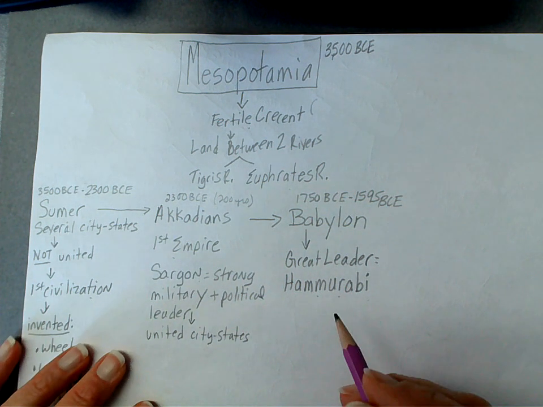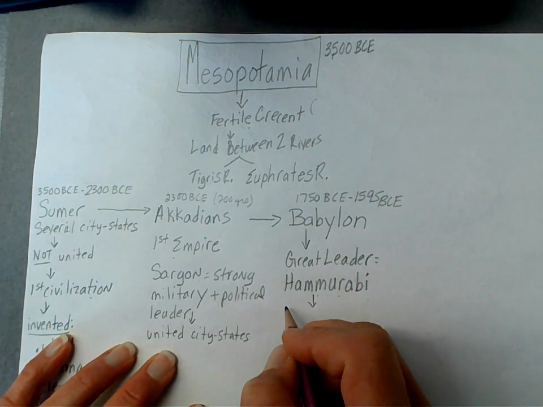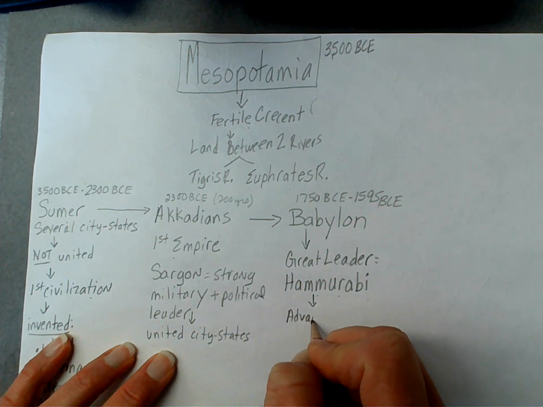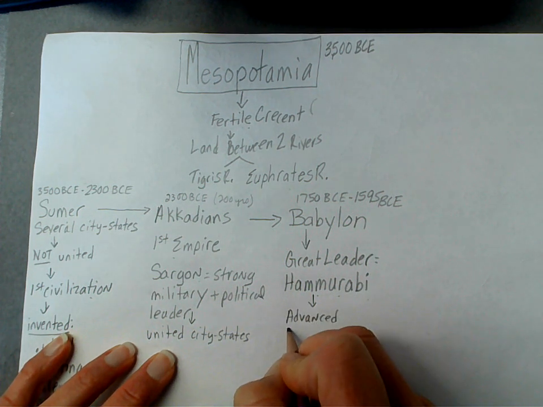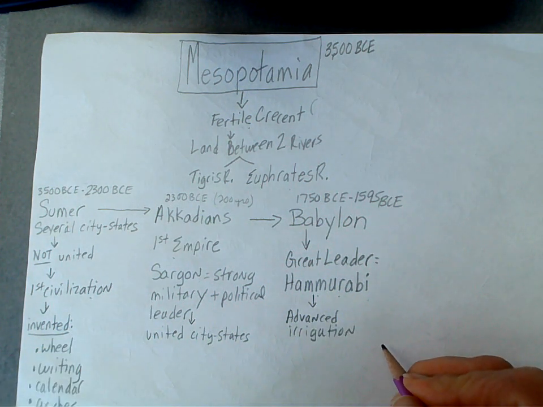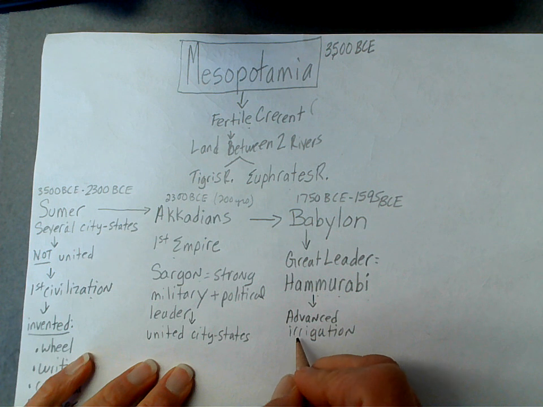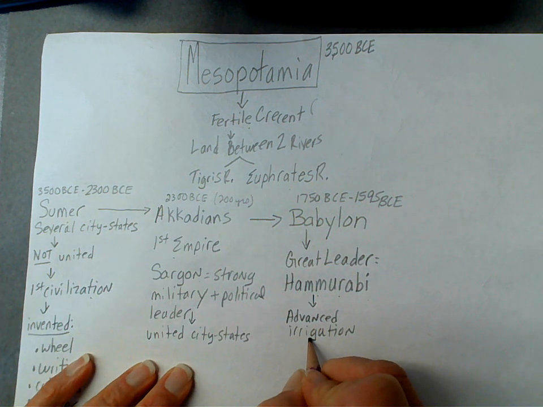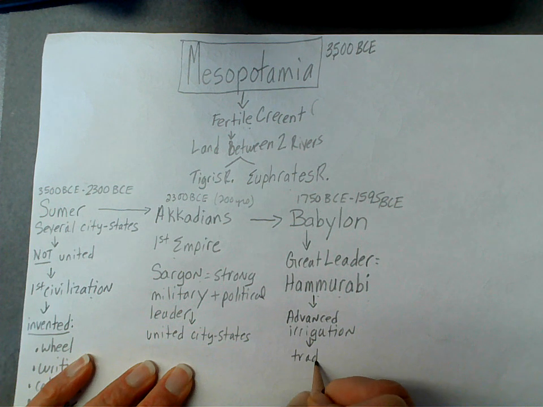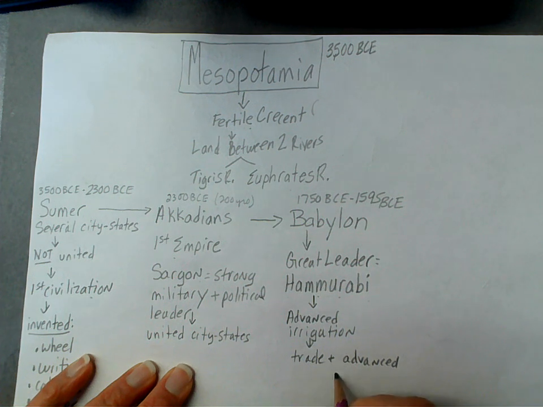So Hammurabi had a couple things about him we should write down. He was able to make advancements with irrigation. So, advanced irrigation. Now, what's the big deal about advanced irrigation? Well, the big deal is that they had more to trade, and they could therefore expand their economy. Advanced irrigation allowed for trade and advanced economy.